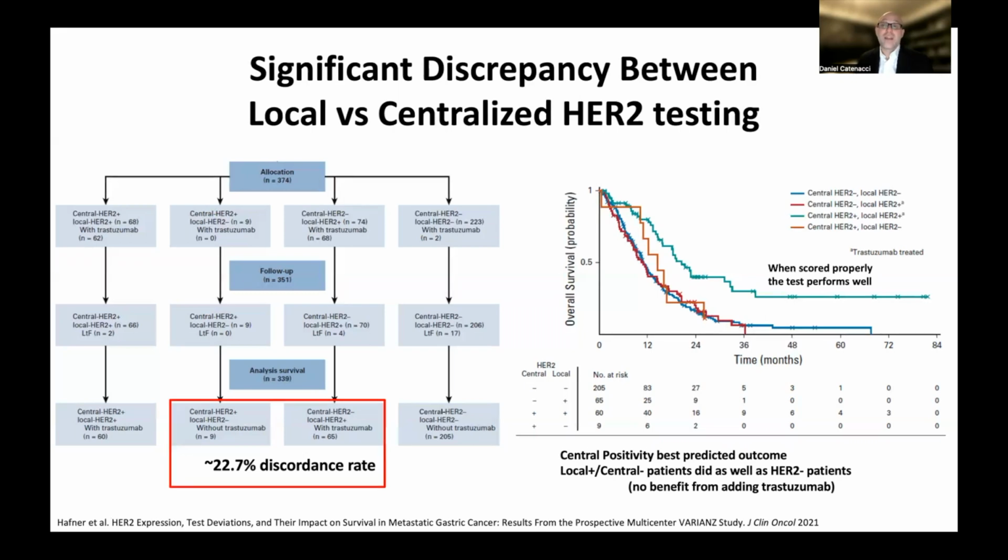And so when scored properly, HER2 testing does perform well. And this is an example of one of many biomarkers that really needs to have the pathologist appropriately trained, and you really want to go to a center that has a high volume of these cases so that you feel that you're getting an adequate read. The answer wasn't, well, just in case we should give everyone trastuzumab because some patients are not getting it that should be. Rather, the consensus here is that we should just have proper HER2 testing.